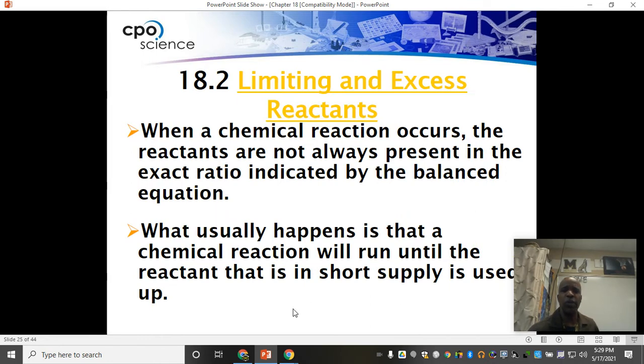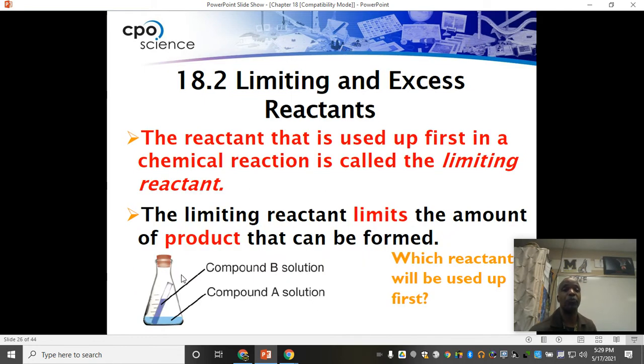When a chemical reaction occurs, the reactants are not always present at an exact ratio given by a balanced equation. What usually happens is that the chemical reaction will run until it has no more stuff to keep on running. The reactant that is used up first in a chemical reaction is called a limiting reactant. The limiting reactant limits the amount of product that can be formed.